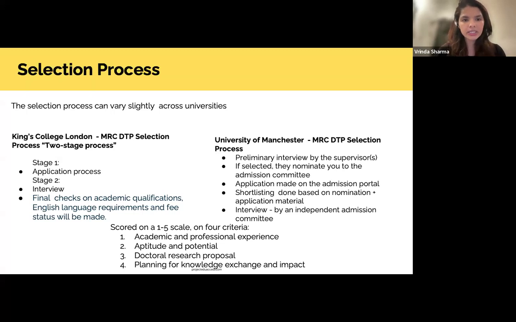Then once you are shortlisted for an interview, this will not be with your supervisors. This would be by an independent committee that might not be related to your field directly. So for a cancer project, you can have a committee that has neurocardiovascular scientists. But the scoring is similar across MRC-DTP. So this is just a little bit contrasting in the 2 universities, but essentially the selection scoring system remains the same.